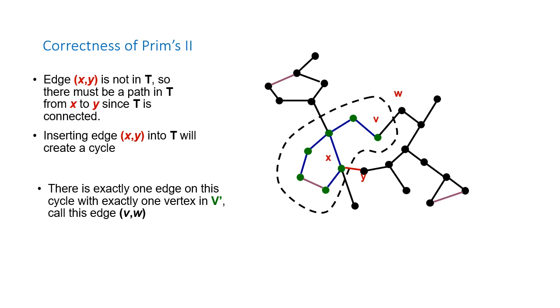So if edge X and Y is not in T, in the graph that we're looking at, there must be a path in T from X to Y, because T is supposed to be a connected graph. And inserting the edge, sure enough, creates a cycle, and there is exactly one other edge on this cycle with one vertex in V prime, and we call this VW. And we're talking about this piece here.